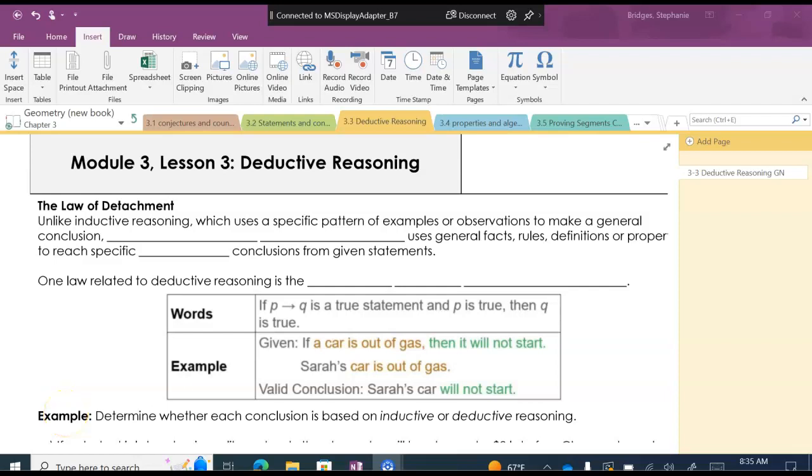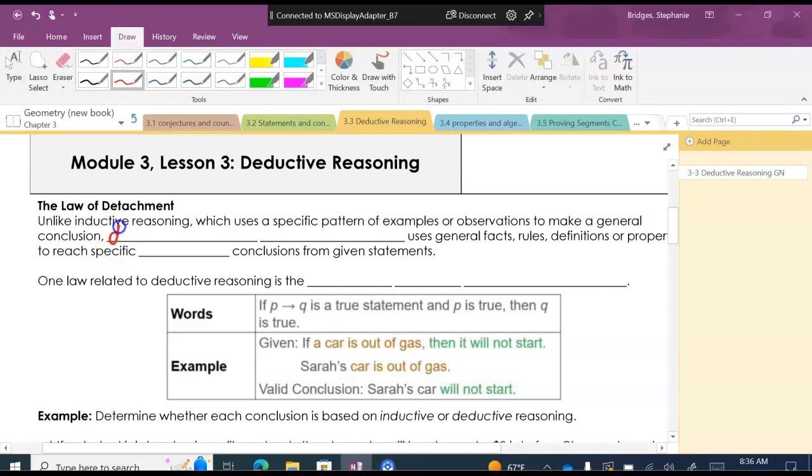We're going to start with the law of detachment, but before that, we need to define what deductive reasoning is. Inductive reasoning was based off of observations and patterns. And unlike inductive reasoning, which uses the specific pattern of examples or observations to make a general conclusion, deductive reasoning is the next thing we're going to write. Okay, that's the first blank, deductive.